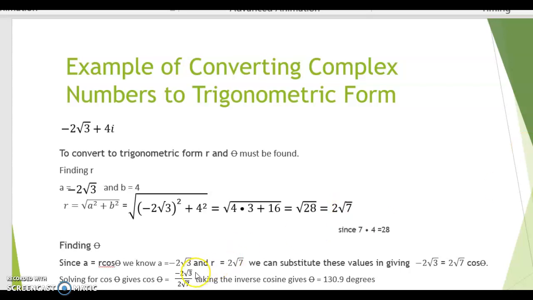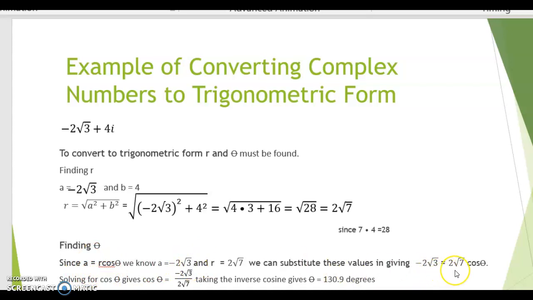Now finding theta. We use the equation, you may call it a formula, which is fine: a equals r cosine theta. It's an equation where we know everything except the value of our angle, theta. As long as we have only one unknown, we can solve for it. We know that a equals -2 times the square root of 3. We just finished finding r, 2 times the square root of 7. We plug those right in.